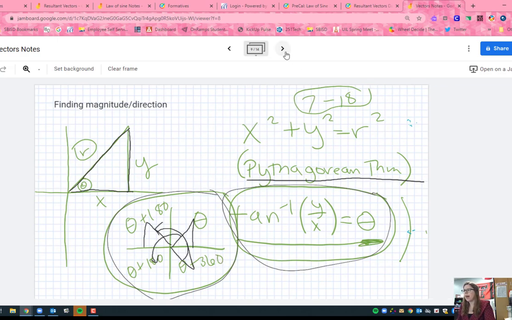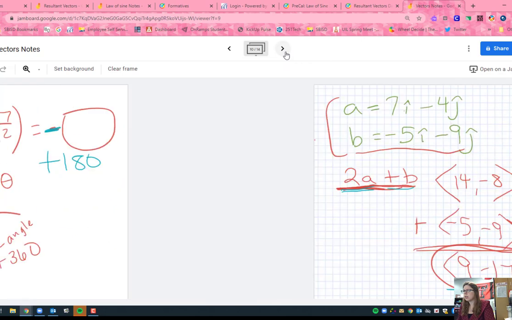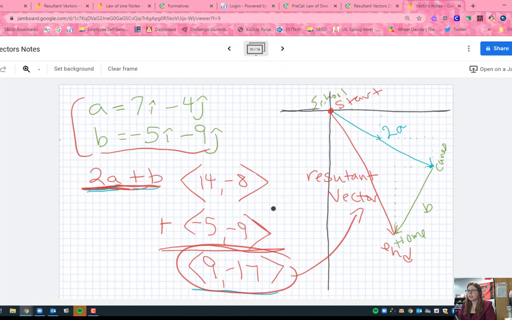And then on the adding piece, you're just adding x's with x's, y's with y's, and getting your resultant vector. I'm not as concerned about your picture on this part.